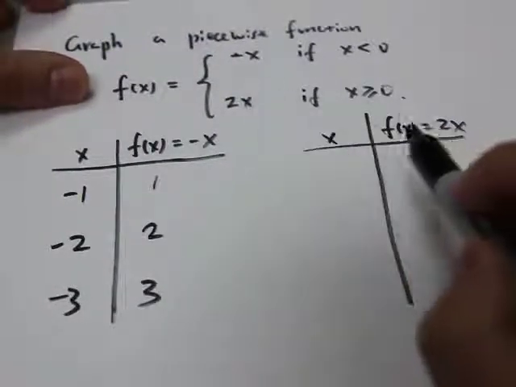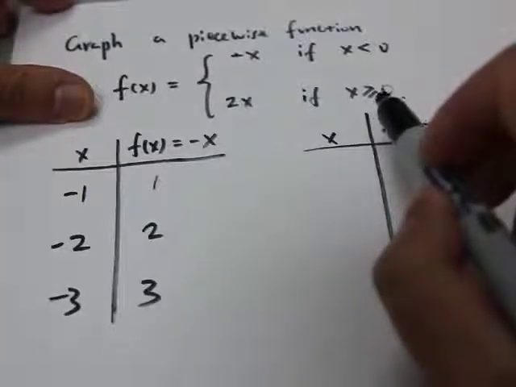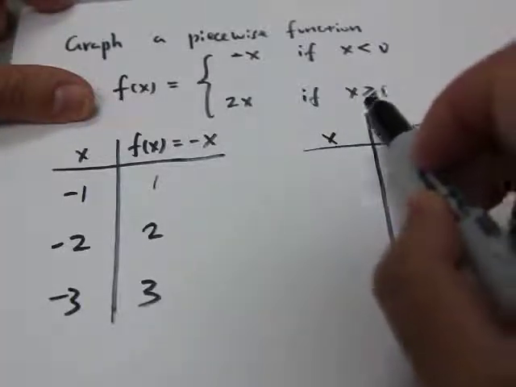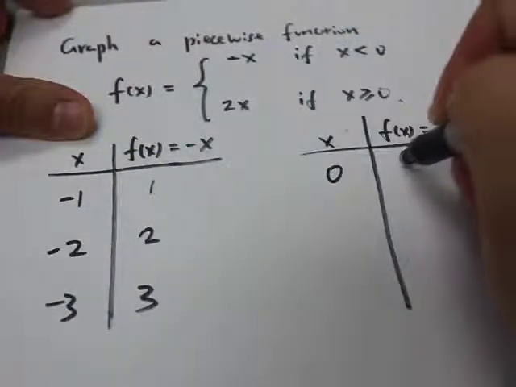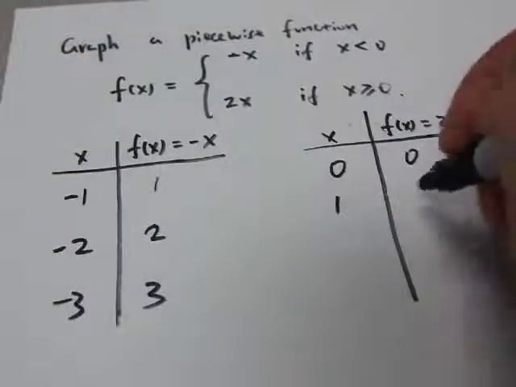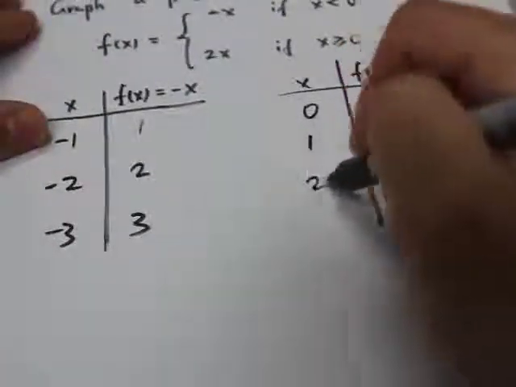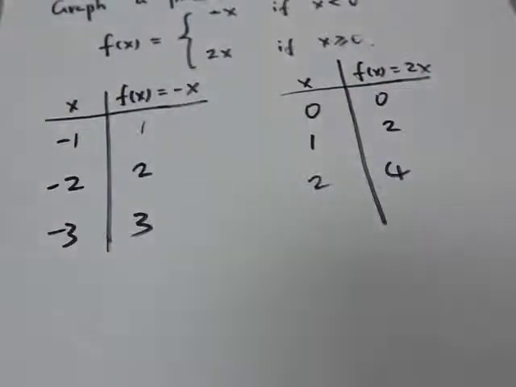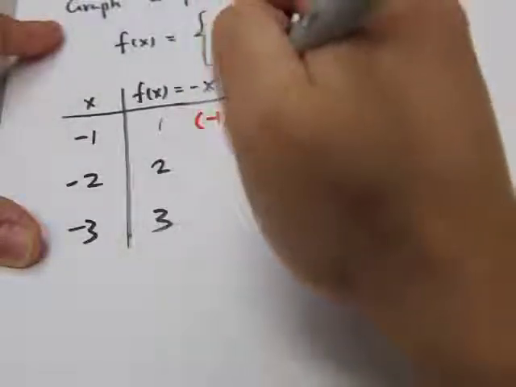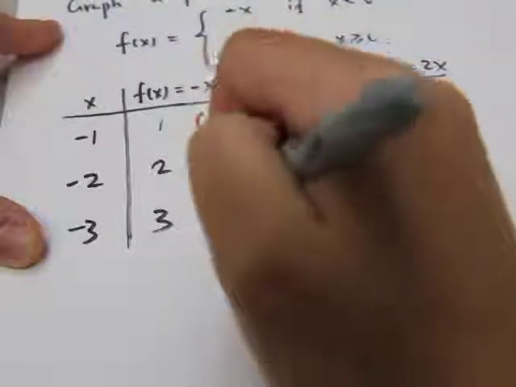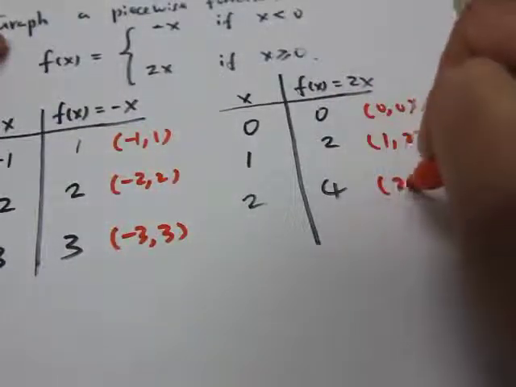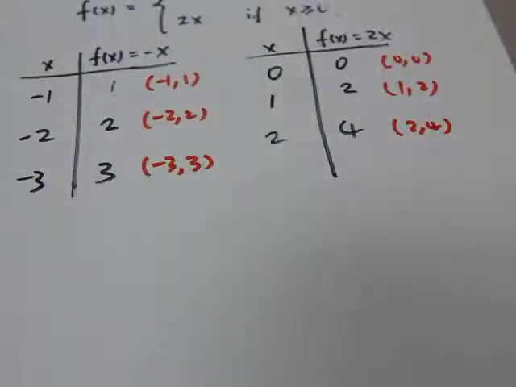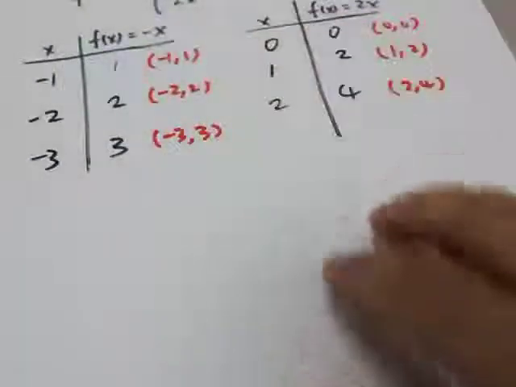For the second equation, y equals 2x, the input has to be equal to 0 or greater than 0. So if x is 0, y is 0. If x is 1, y is 2. Now if x is 2, y is 4. Okay. So now for each piece, I have found 3 points. And now let me use these points to graph each piece.